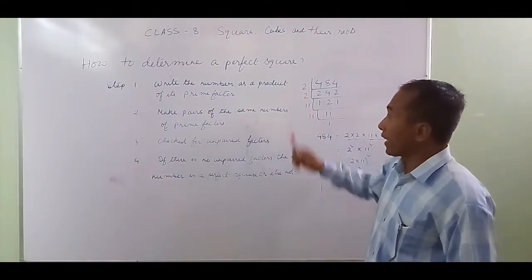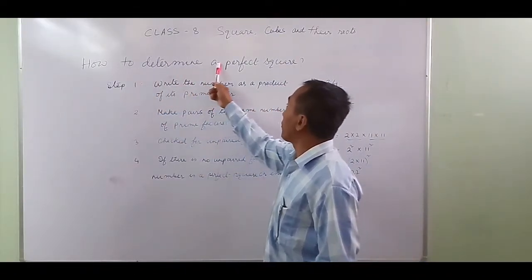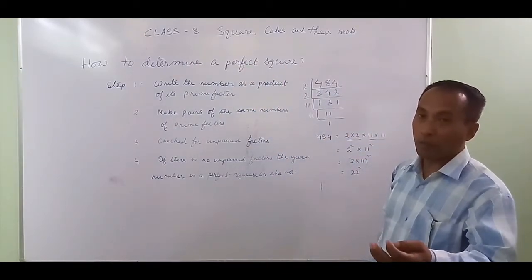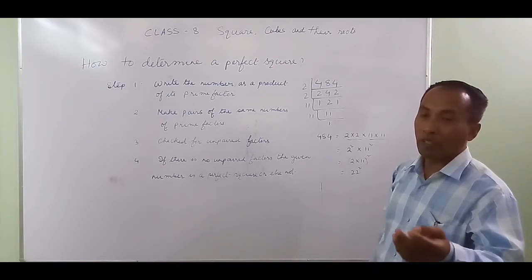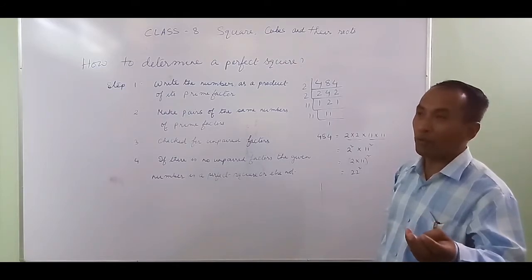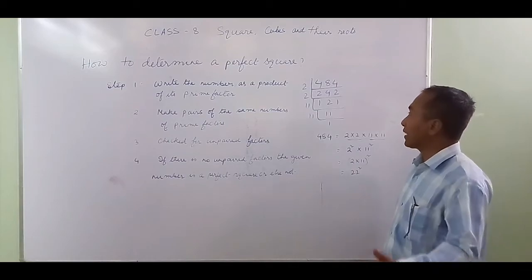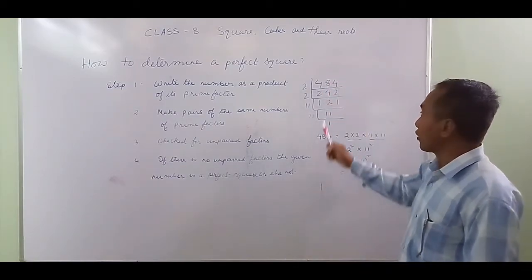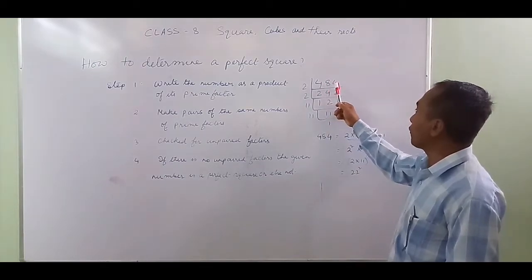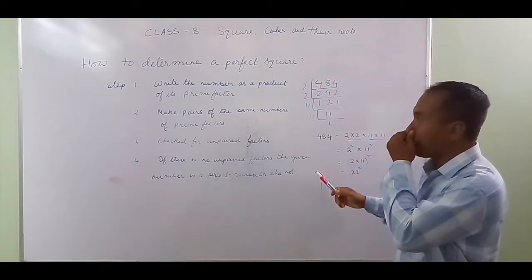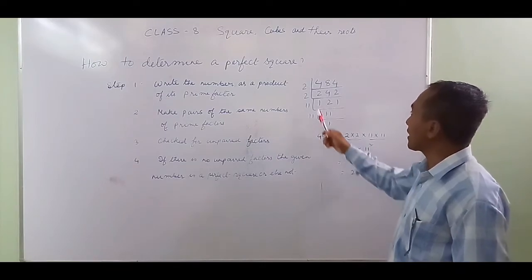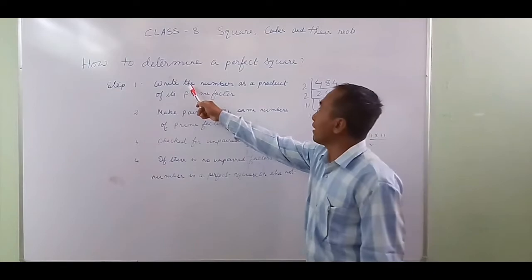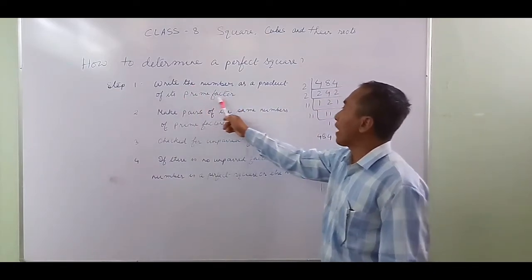The second topic is how to determine a perfect square. We can determine a perfect square for small numbers like 4, 9, 16, 25. It is very easy. Let me take you an example for a big number, 484. To find out whether 484 is a perfect square or not, the first step is that we have to take the prime factorization method. Write the number as the product of its prime factors.